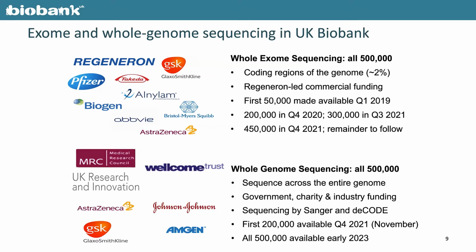Following on from whole exome sequencing, there is a separate consortium with both industry and government and charity funding that is undertaking whole genome sequencing for all 500,000 participants. That project is proceeding well despite the pandemic, and sequencing will complete around about the end of this year. Data for the first 200,000 genomes will be made available in November, and we'd expect the remaining data to complete the 500,000 cohort would be available in early 2023.